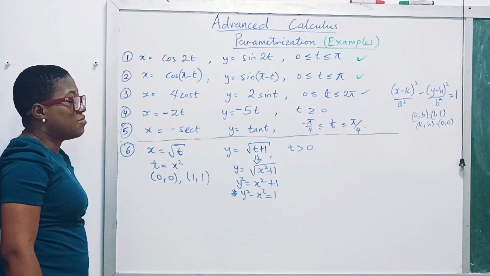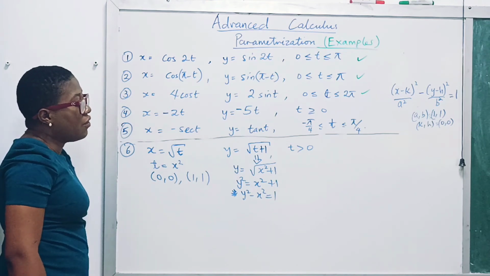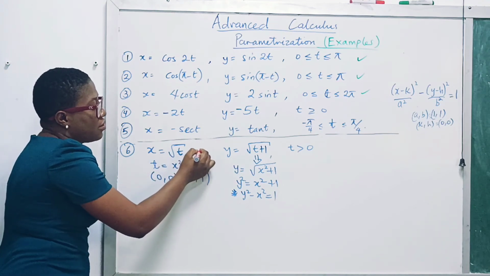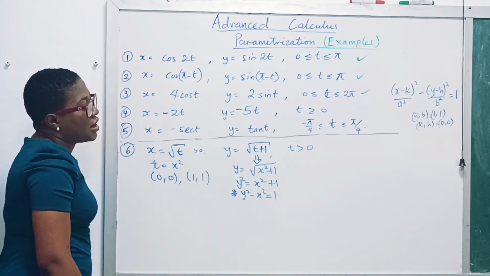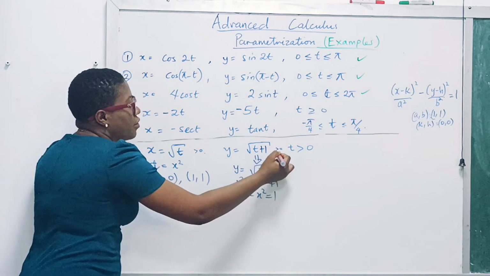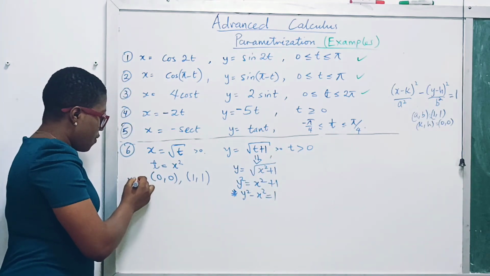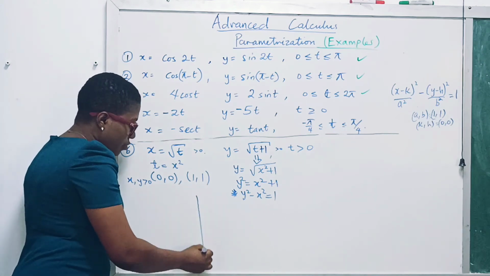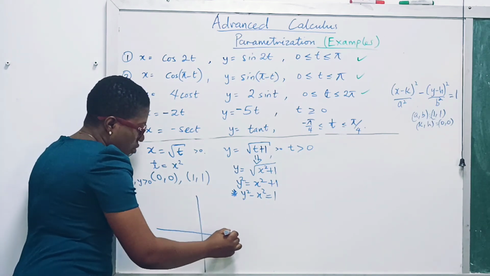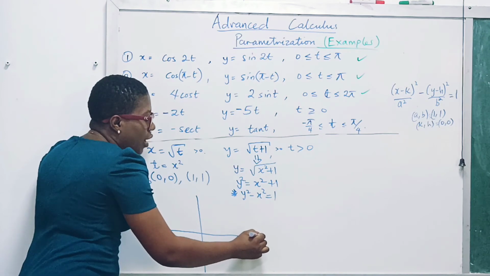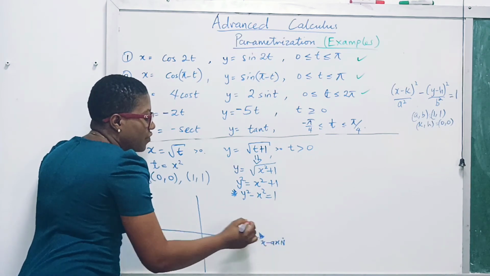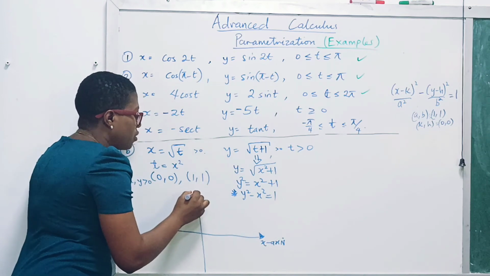Now, we have that T is bigger than 0. If T is bigger than 0, what does it mean? It means that X is bigger than 0, right? Yes, ma'am. If T is bigger than 0, it means that Y is bigger than 0, right? So I have X and Y are bigger than 0. So let's sketch. We'll sketch how the hyperbola should be. Then we'll now sketch this equation we are given as T is bigger than or equal to 0.